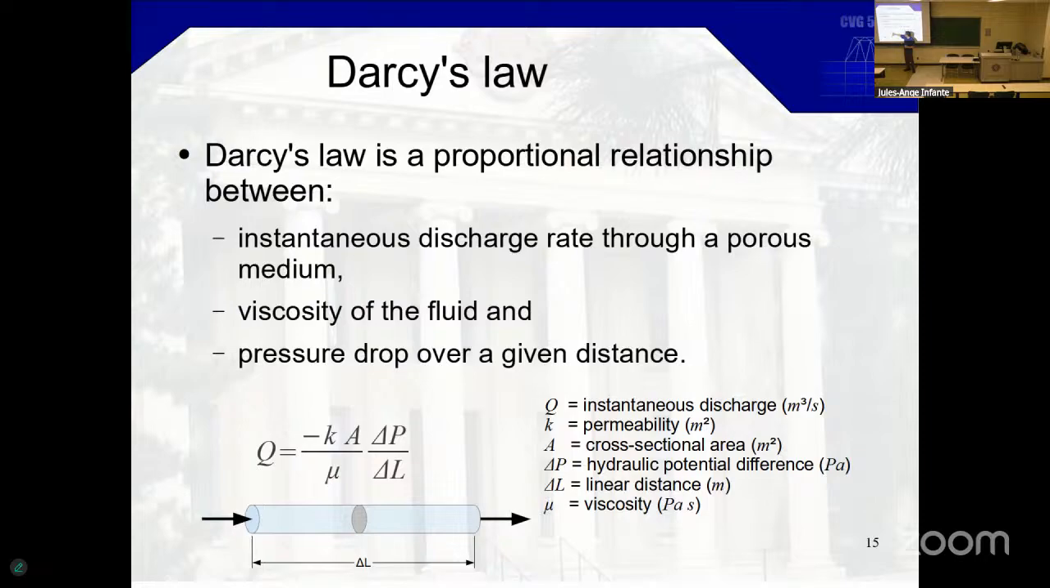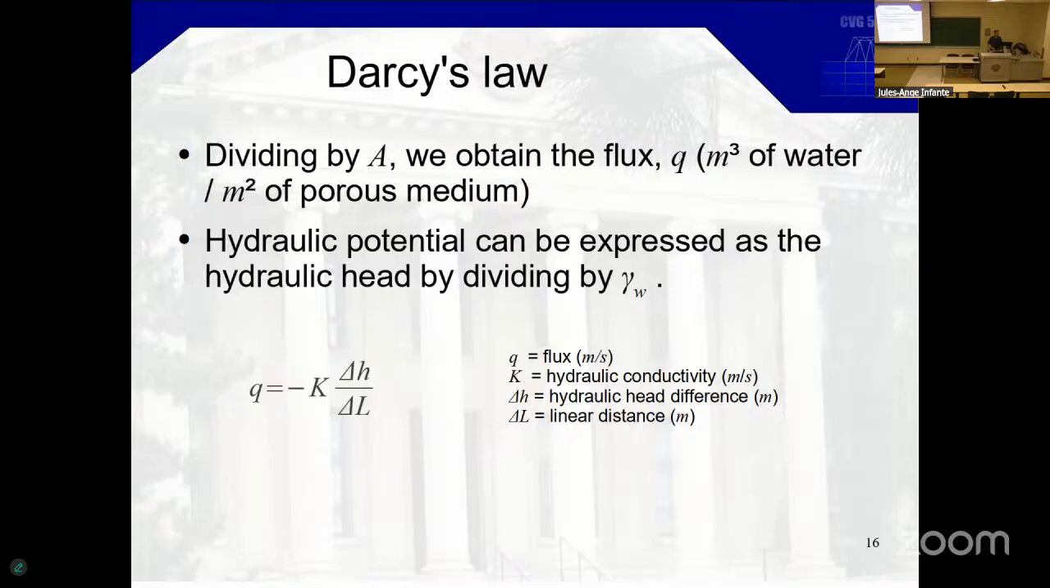So we have a gradient of pressure. The difference of pressure between the entry point and the exit point, that's delta P, and the difference in length, the length of the element of soil, is delta L. You may remember, I'm sure that you do, everyone remembers that Darcy's law is minus K, where capital K is hydraulic conductivity in this case.